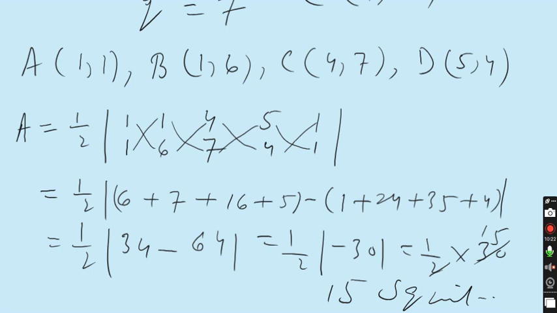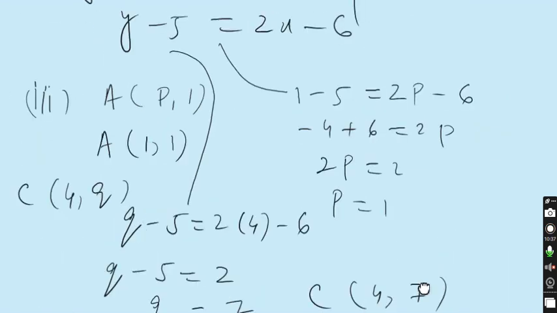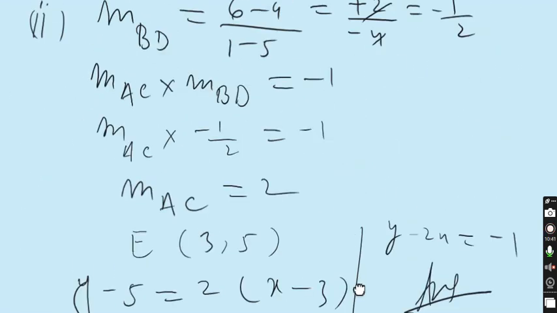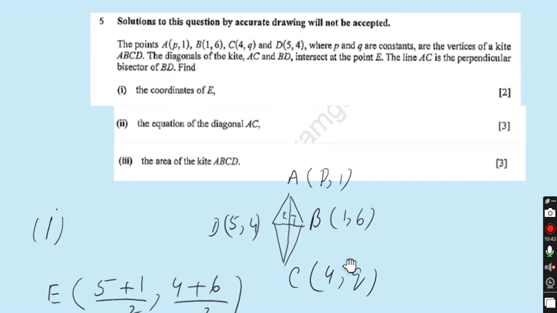So I always use the general formula of a quadrilateral. Otherwise, how many formulae will you remember? The area of a square, the area of a trapezium, the area of a kite, the area of a parallelogram, and so on. So students, this is our today's class where we did question number 5.